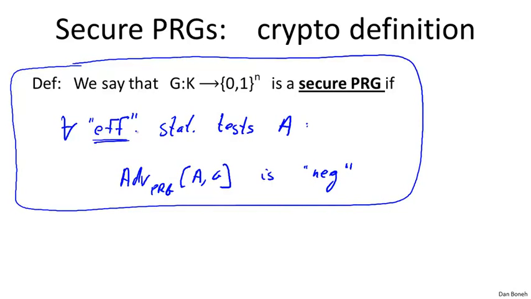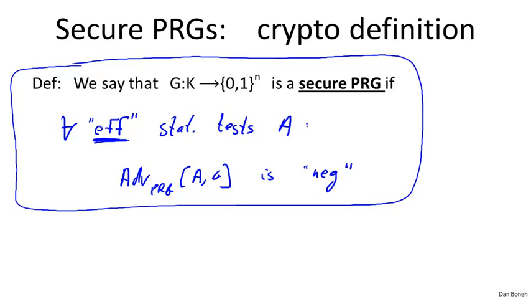One thing I'd like to point out is that the restriction to efficient statistical tests is actually necessary. If we ask that all statistical tests, regardless of whether they're efficient or not, be unable to distinguish the output from random, then that cannot be satisfied. In other words, if we took out the requirement that the test be efficient, then this definition would be unsatisfiable, and I'll leave this as a simple puzzle for you to think about. But basically, restricting this definition to only efficient statistical tests is actually necessary for it to be satisfiable.